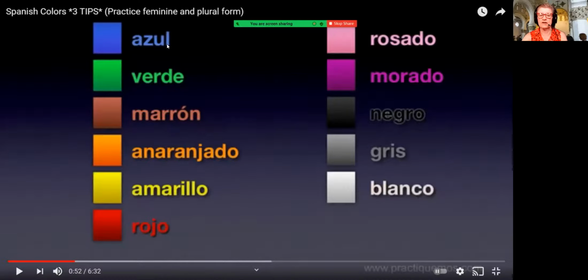If the adjective, the descriptive word, does not end in O, like azul, like verde, like marrón, like gris, then we use the same word for masculine and the same word for feminine. I don't change the form of those non-O words. I might make them plural, but I don't have to make them feminine, because the masculine and the feminine share the same form for azul, for verde, for marrón, for gris. I only have to change these kinds of adjectives when I make them plural, in which case I'll add ES, just S. E-S, and we'll let it roll.